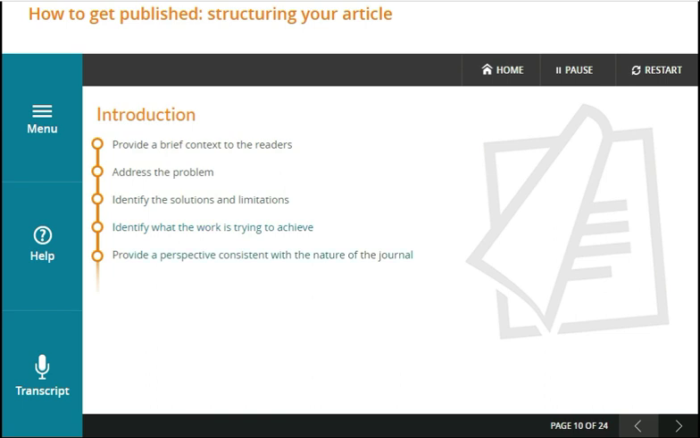Provide a perspective that is consistent with the journal where you are submitting. Although it can be tempting to reuse introductions from your previous papers on similar studies, every paper should present a new result, and the work should be specifically motivated. This requires a unique introduction every time.